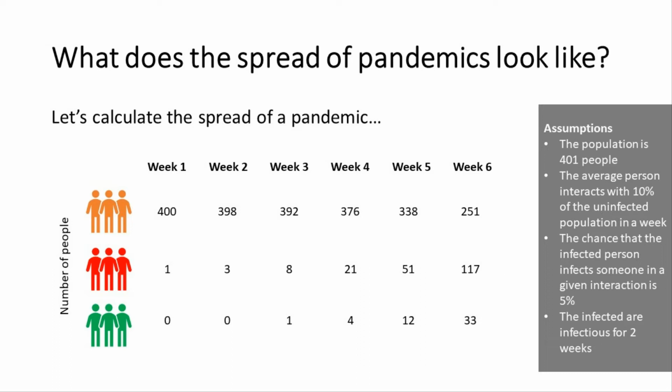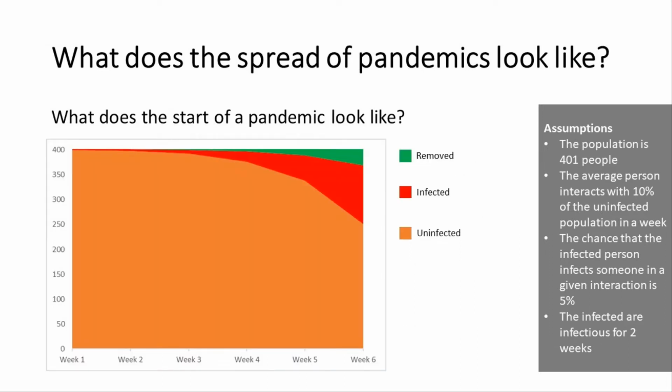I've got an Excel model that I built that spits these numbers out for me, so I wasn't just calculating them all by hand. That would be a bit much. I'd say it's quite hard to engage with just numbers on a page, so let me put a graph up to help us see what's actually going on here. This is what the start of our pandemic looks like.